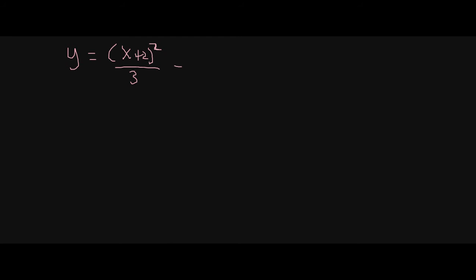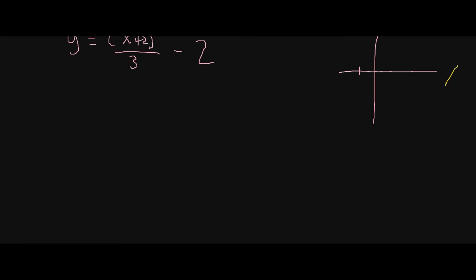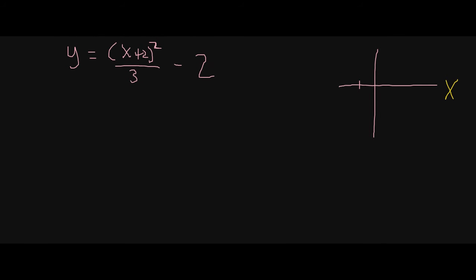And then we're going to do minus 2. Okay, so we want to solve for the roots of this problem, right? And if we want to solve for the roots, what is your y value? I hope by now you figured it out. That's just going to be 0. So let's go ahead and set our y value equal to 0, and we're going to get 0 equals x plus 2 squared, all divided by 3 minus 2.